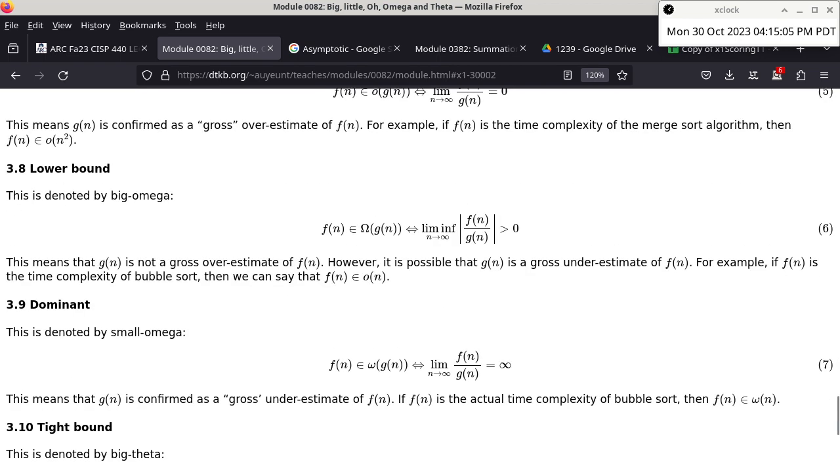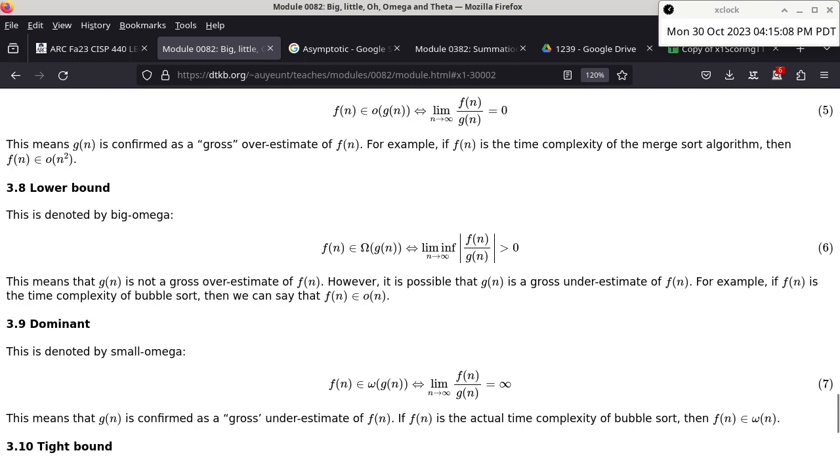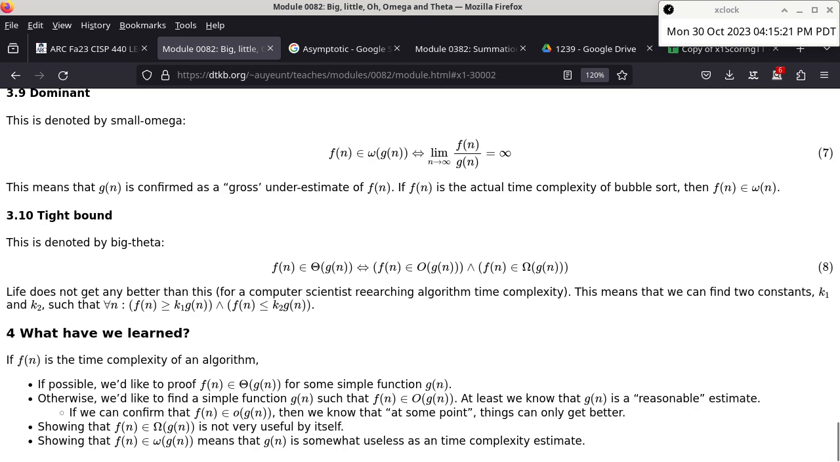Now we ask the other question, which is, do we have a lower bound here? In other words, we look at the limit inferior and ask, is it greater than zero? It's 100, greater than zero. Yes. So that means g of n is serving as both the upper bound and the lower bound of f of n, which means now we have a tight bound.